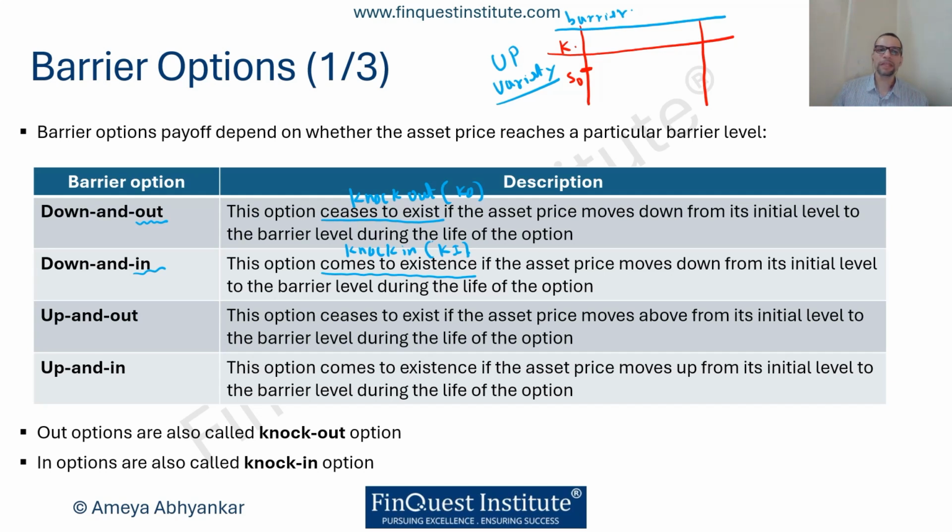You can have an up and in as well. That way the option will get knocked in, or the option comes into existence, if the asset price moves from its initial level to the barrier level during the life of the option. And as mentioned earlier, out options are also called KO or knockout options, and in options are also called knock-in or KI options.